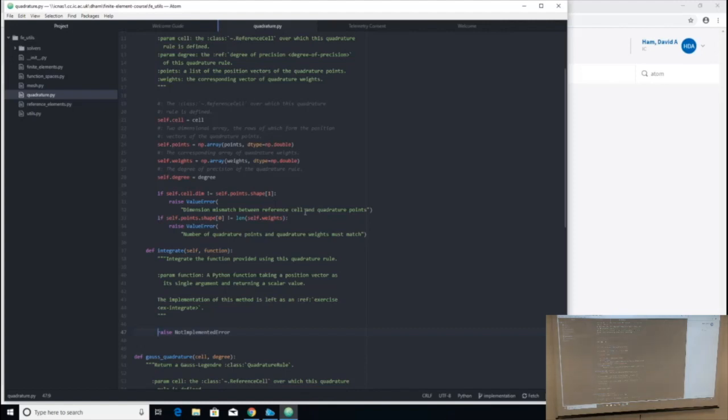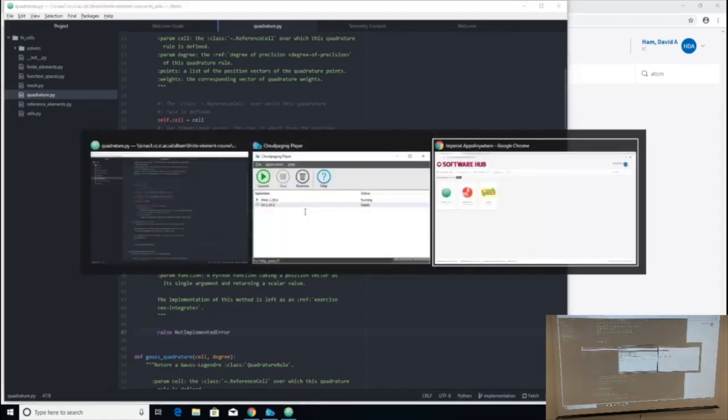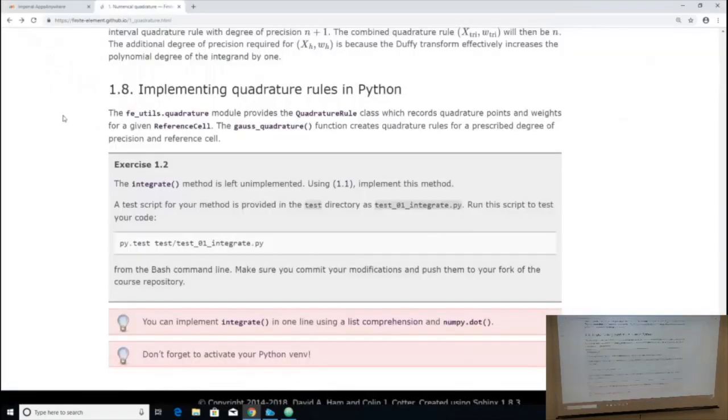Before I let you loose to edit it, and I'll talk a bit about that in a minute, I mentioned yesterday that we're doing test-driven development. So you also already have the tests that should pass if you have successfully implemented this method. And if we go back to the web page, it tells you a test script for your method is provided in the test directory as test01integrate.py. Run this script to test your code.